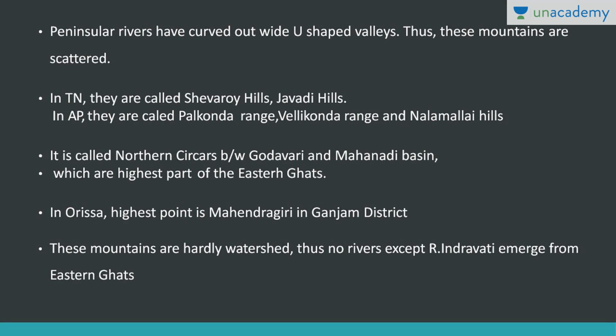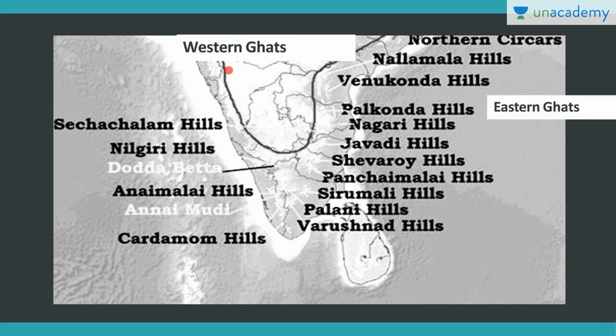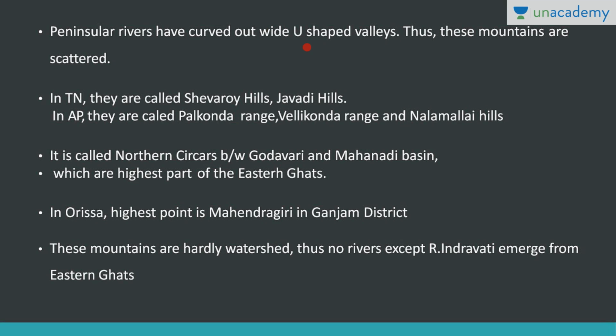Okay, now the peninsular rivers have carved out wide U-shaped valleys, right? That is why these mountains are scattered. Now what happens, most of the peninsular rivers originate from Western Ghats and flow towards the Bay of Bengal, so they are cutting these Eastern Ghats, and that is why they have carved wide U-shaped valleys. That's why these mountains are scattered and fragmented.